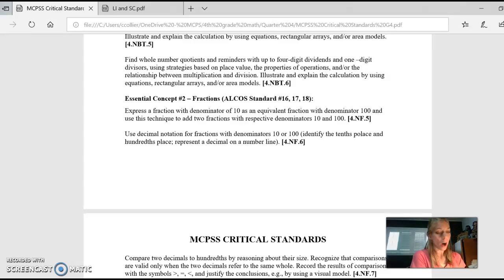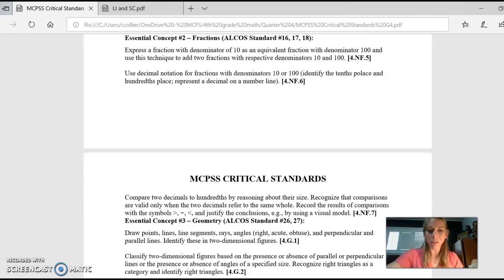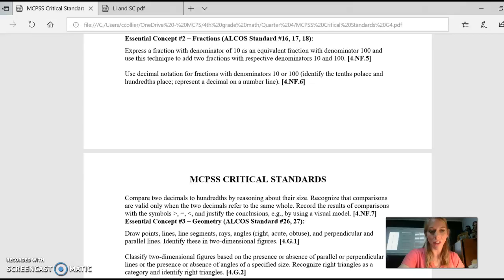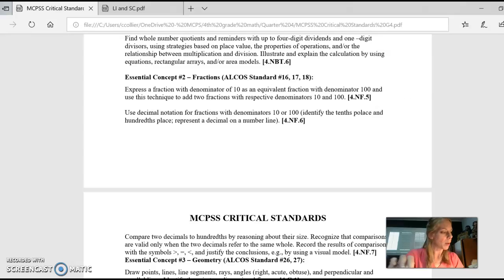Okay. So those are the objectives we're looking at this week. Next week, we will hop down to that NF7 standard. It's a little meatier, so we'll talk about comparing fractions and decimals next week. But this week, we're just looking at these two at the top.